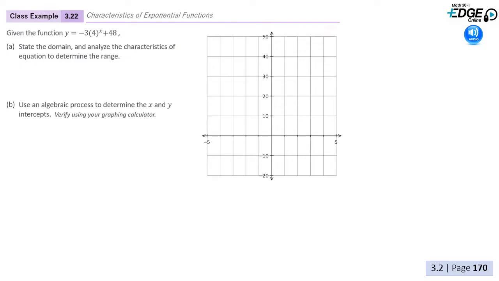Class example 3.22 is one of my favorites in this unit. It's very straightforward, can be done without a graphing calculator, but tests your knowledge of some of the key understandings of this unit. We're given the function y equals negative 3 times 4 to the x plus 48. We need to determine the domain and range, and then the x and y-intercepts. We should be able to do all of this without touching our calculator.